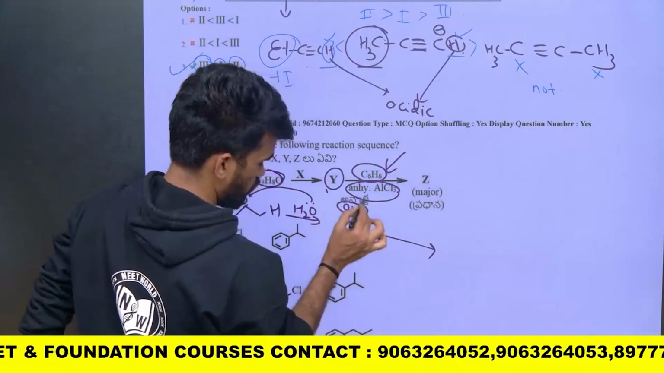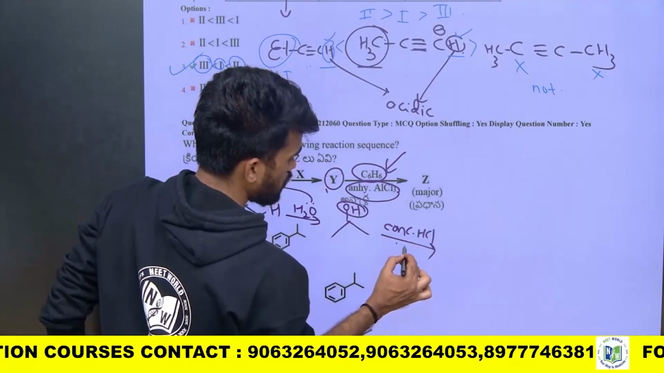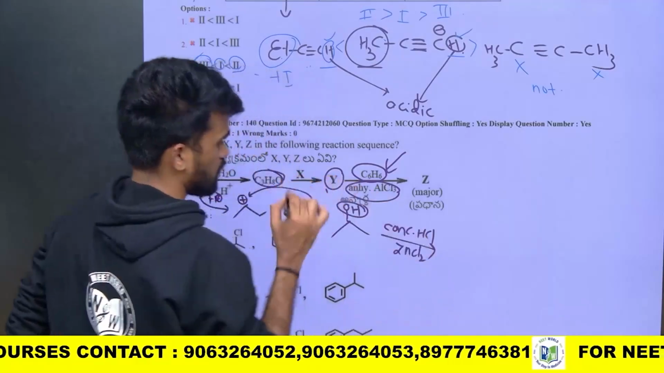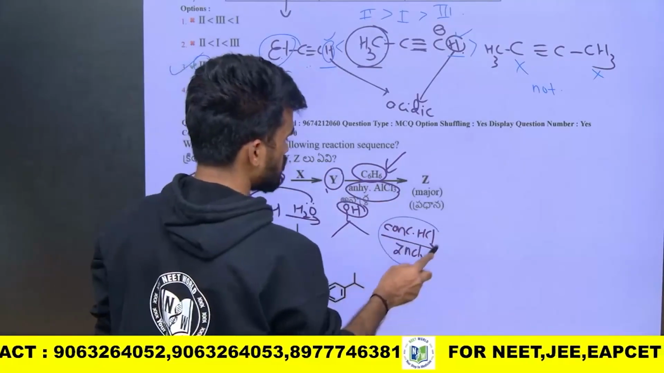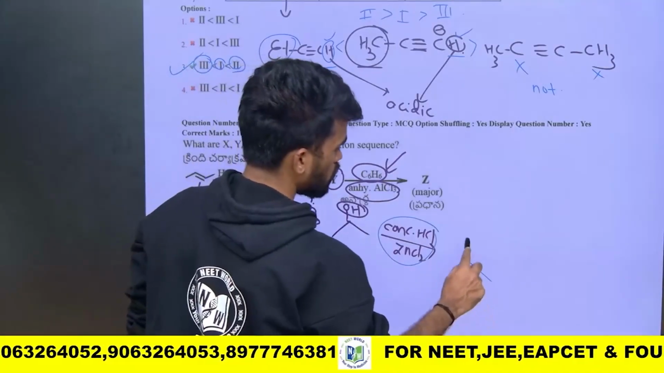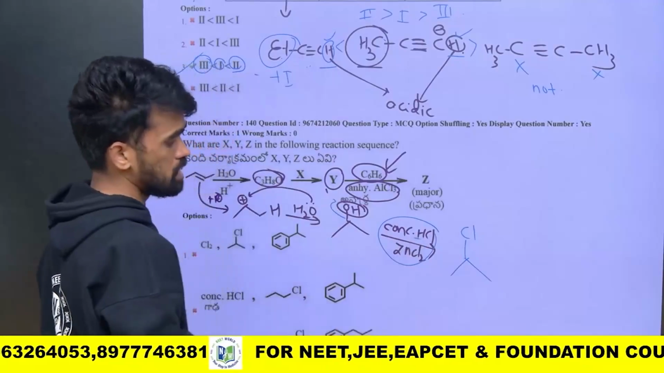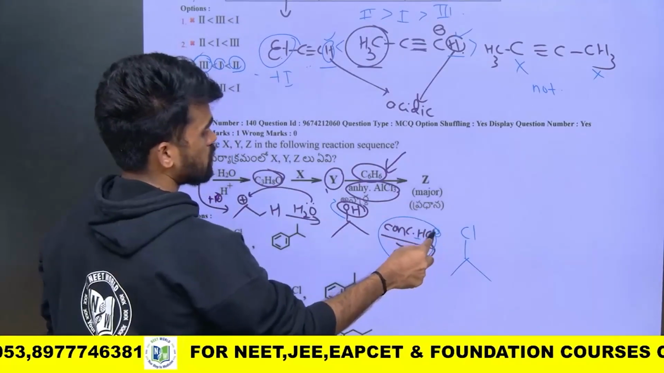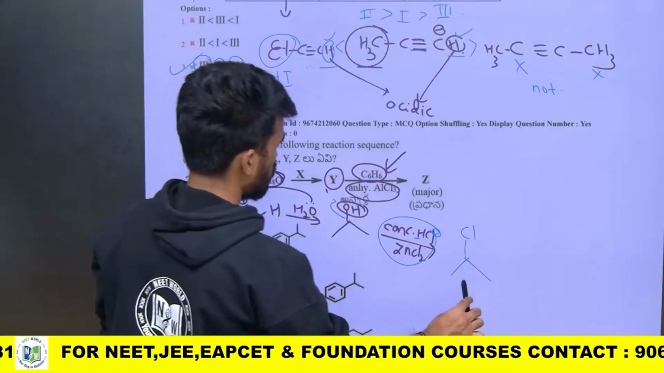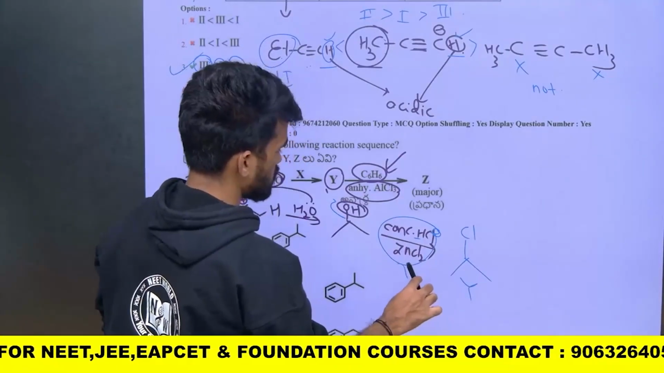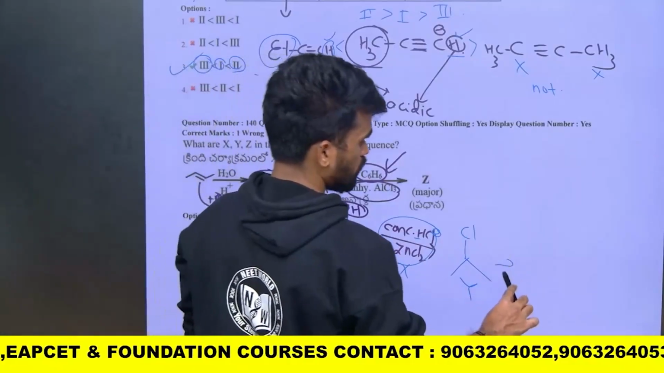We need to remove this OH, so you can use concentrated HCl and anhydrous ZnCl2. This is Lucas reagent. Lucas reagent converts this secondary alcohol to alkyl chloride. The OH is removed using H plus, and Cl minus attacks here and forms this alkyl chloride. So this is our Y, and this is our X. I hope it is clear up to here. Now this will be reacting with benzene.